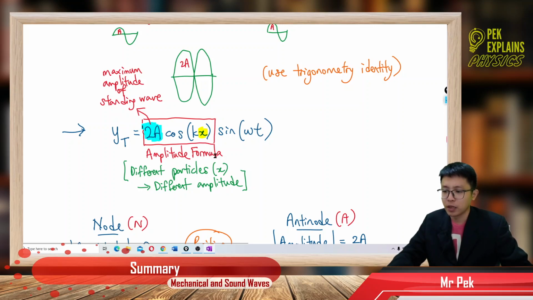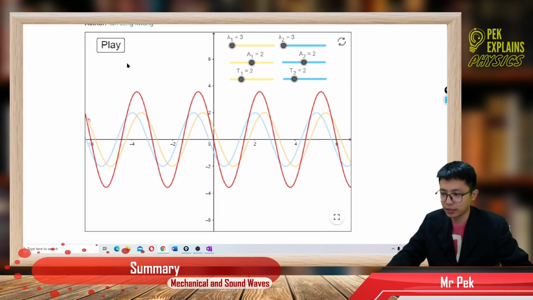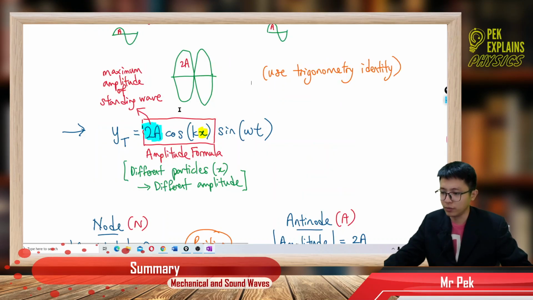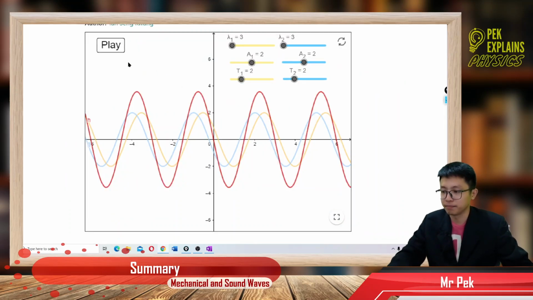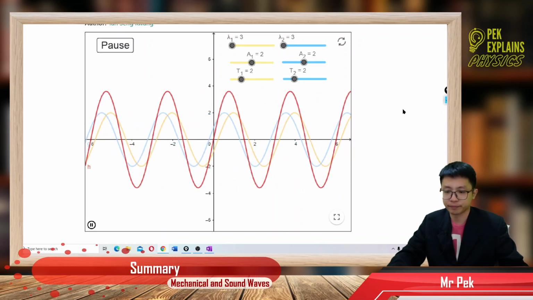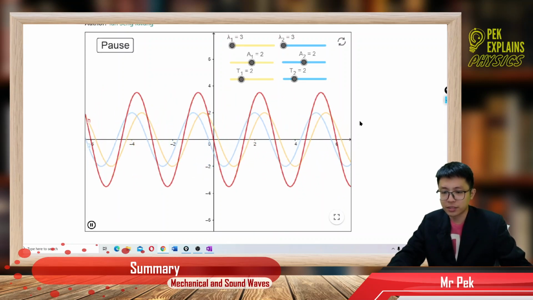Amplitude formula. We can say that different particles have different amplitude. Different particle x has different amplitude. How to understand? Let me show you the simulation again. Different particles, or we can say different x, has different amplitude. This whole thing, 2A cos kx, is actually the amplitude for different particles. Let's play this stationary wave.